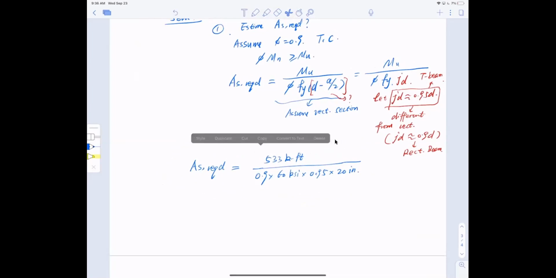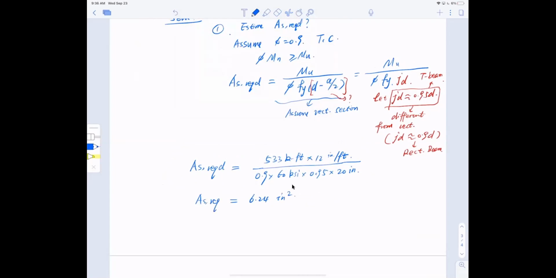I forgot. Thanks. Okay, so here, let me convert that to be 12 inch per foot, right? So that's what we have. Now, run through the calculation. I have 6.24 inch squared, and now that is required steel.